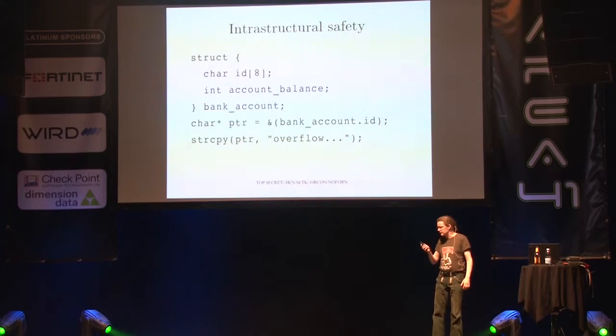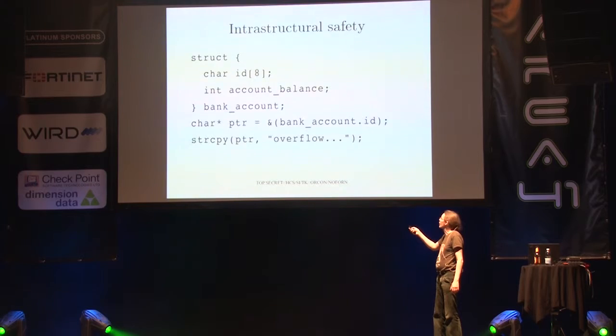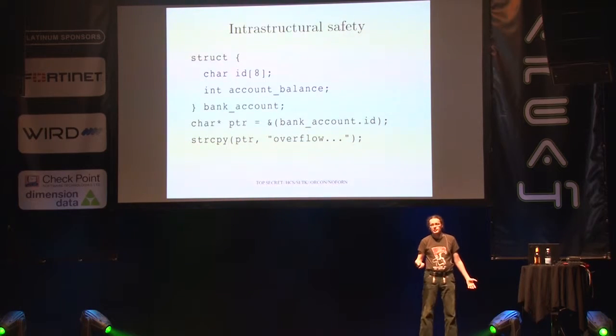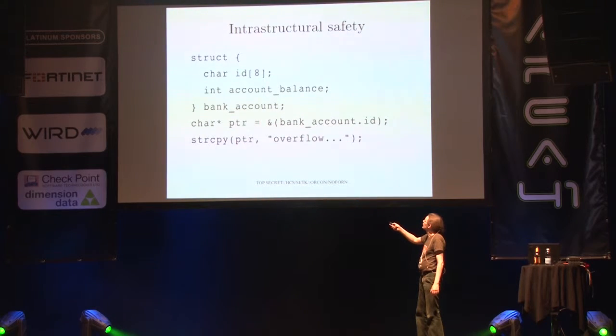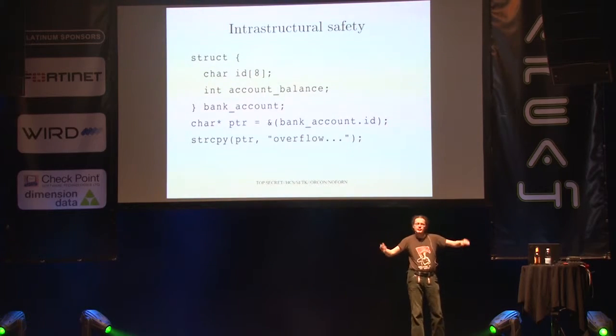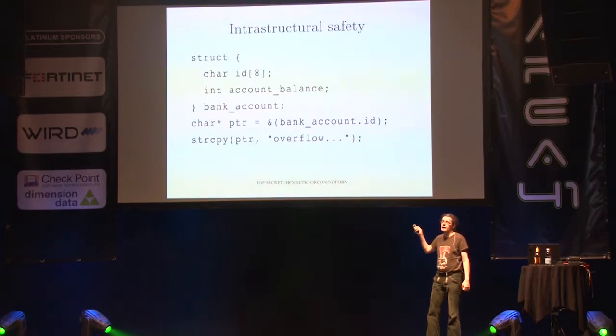One easy to understand example is intra-structural safety. I have a struct that has an ID and an account balance for my bank account: that's my account number, say, and that's the amount of money I have in my bank. When I allocate a structure like that, the complete thing is allocated, so from here to here, all memory is marked as no longer poisoned. But if I have a piece of code that overflows this buffer, I'm overflowing into a different part of the structure. That's still not poisoned. It's still properly allocated memory. So Valgrind won't detect it. Memory sanitizer won't detect it. And still, I can obviously exploit that to change the amount of money I have in the bank, which I think you agree is a bad thing. So, a limited approach.